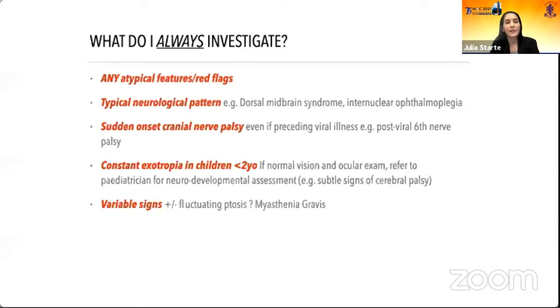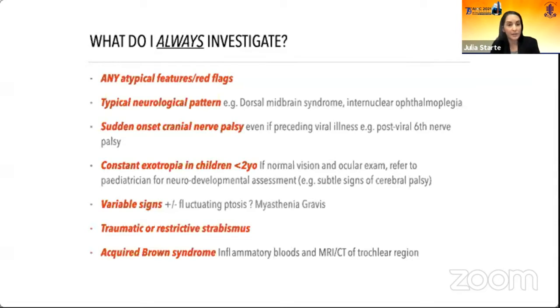Any variable signs, especially with fluctuating ptosis, I'll investigate for myasthenia gravis, as I think was mentioned in the previous talk. Any traumatic or restrictive strabismus, I think, should be further investigated. Acquired Brown syndrome should be investigated, and this should include inflammatory bloods. And the last one, I think, is the most tricky one, the acquired non-accommodative esotropia. This is the one that I think we all find difficult sometimes to know whether to investigate or not.